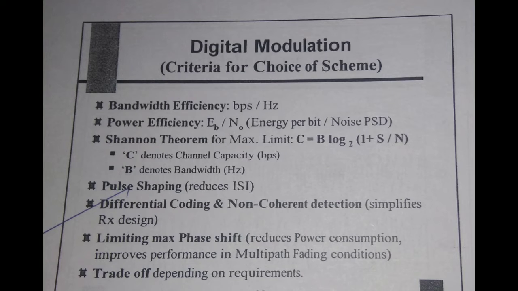Then we have pulse shaping, which reduces ISI, inter-symbol interference. Then we have differential coding and non-coherent detection, which simplify RX design. We have limited maximum phase shift, which reduces power consumption and improves performance in multipath fading conditions. Then we have trade-offs depending on the requirements. So these are the parameters required to identify the criteria for digital modulation and which scheme we have to use for a particular communication.